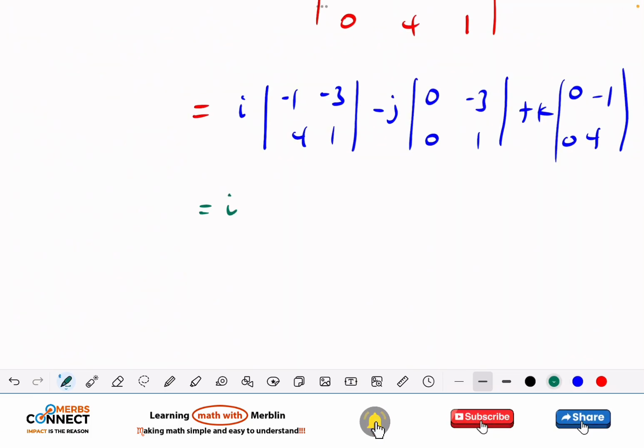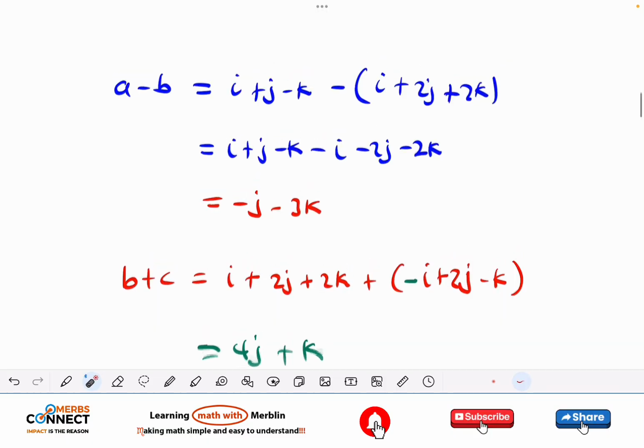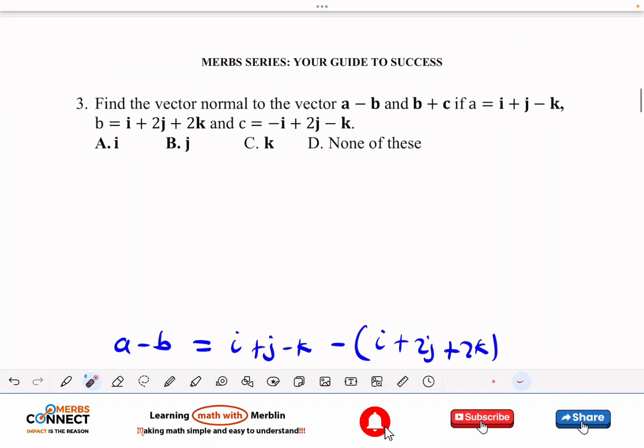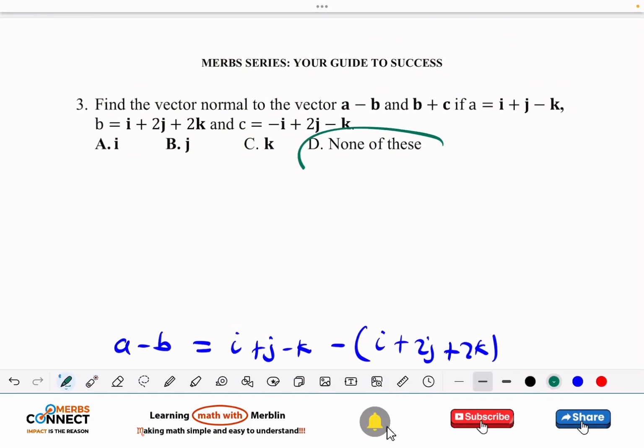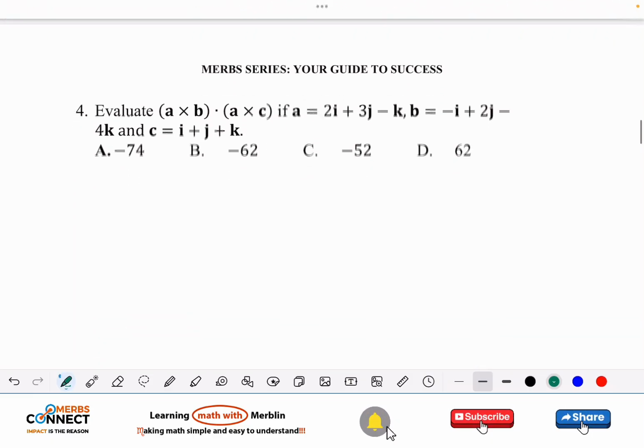Then I can write this one as i, multiply this to this, so we are going to have -1 plus 12, right? And then minus j, this one will be 0 minus 0, plus k, 0 minus 0. So this is going to give us 11i, because all of this is going to be 0. So let's go and see if we have 11i there. Okay, so we don't have 11i, so we can choose D, none of these. Okay, so now let's look at the next question.